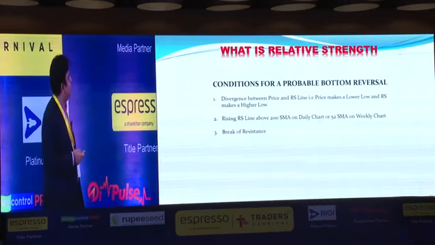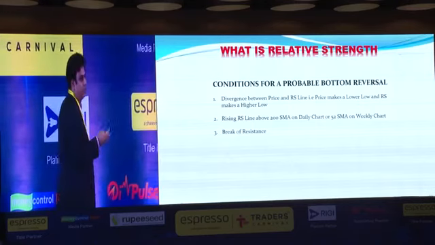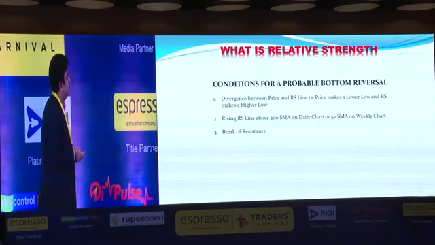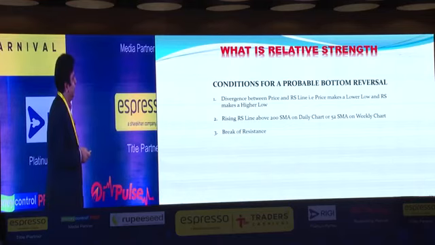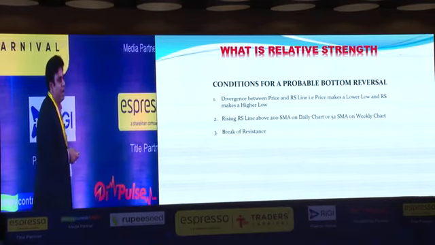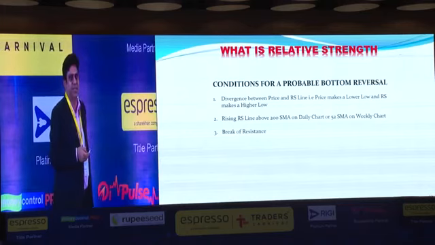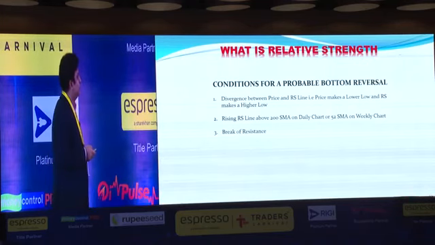Similarly, the conditions for a probable bottom reversal: divergence between price and the RS line, the reverse of exactly what we saw. Price makes a lower low and the RS line makes a higher low, just as we see a divergence with the RSI indicator. Second condition, the RS line should be above the 200 SMA on the daily and the 52 on a weekly chart, and a break of resistance.